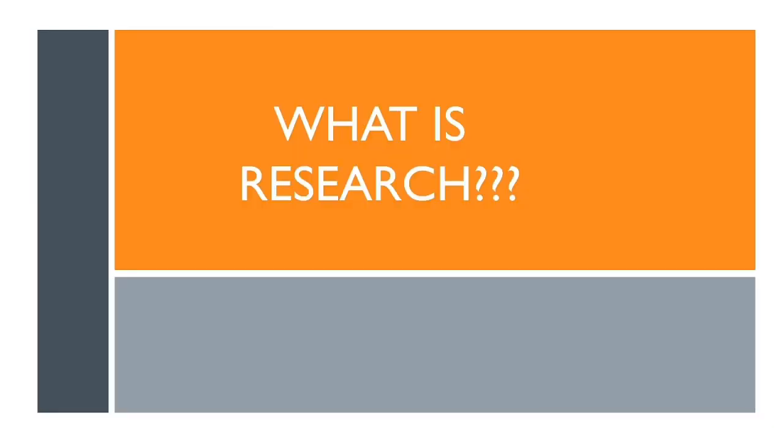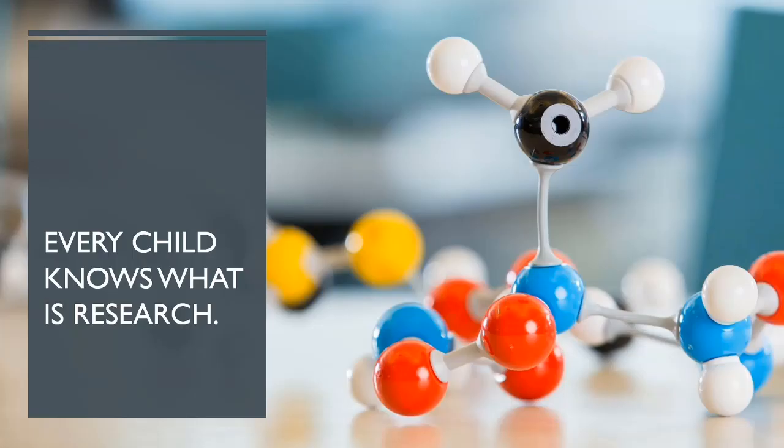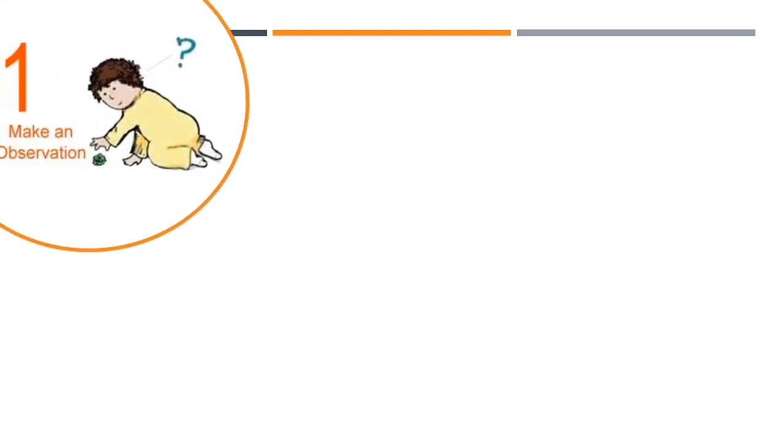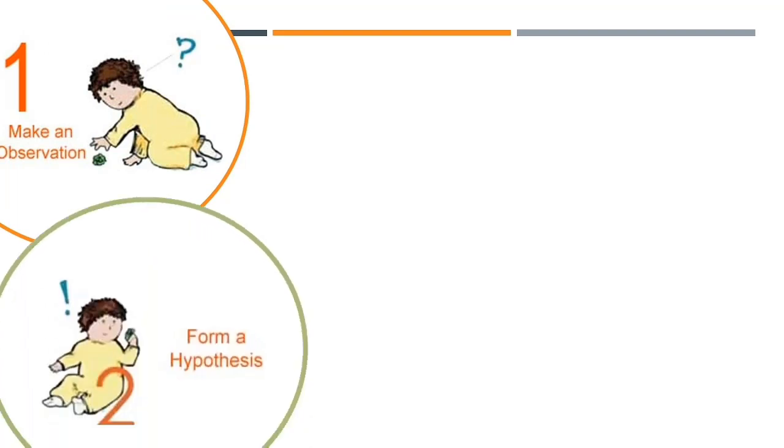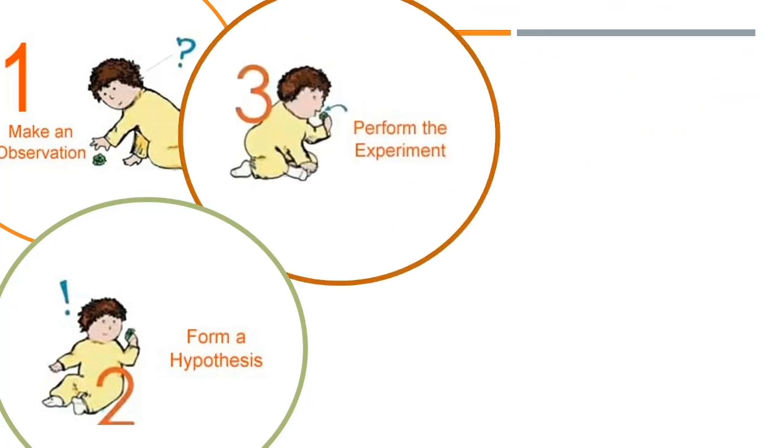Let's start with what is research. Every child knows what is research. Let's have an example. Whenever they find some new things around, they will make an observation first. Then they will form a hypothesis that whether the thing is eatable or not. Then they will perform the experiment by testing it.